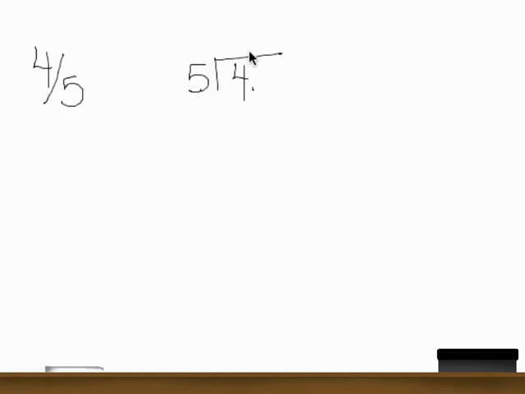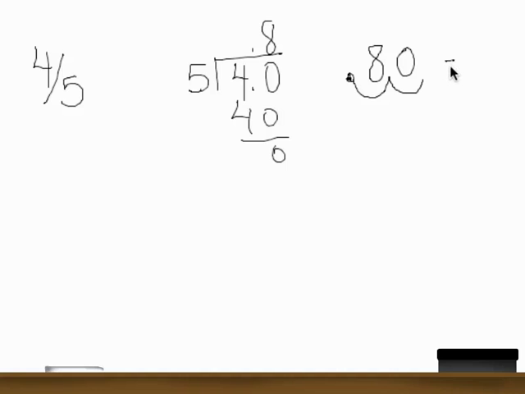5 does not go into 4. Remember to bring up the decimal. 5 goes into 40 8 times. 8 times 5 is 40. There's none left over. So you have 0.8 as the decimal for 4/5. Now that you have 0.8, if you want to change that into a percentage, remember moving the decimal over twice, adding in that 0, and you get 80%.